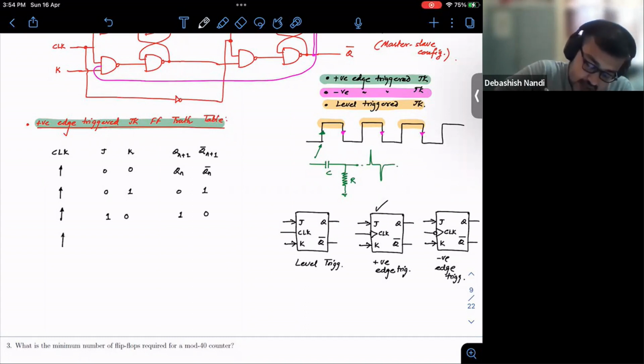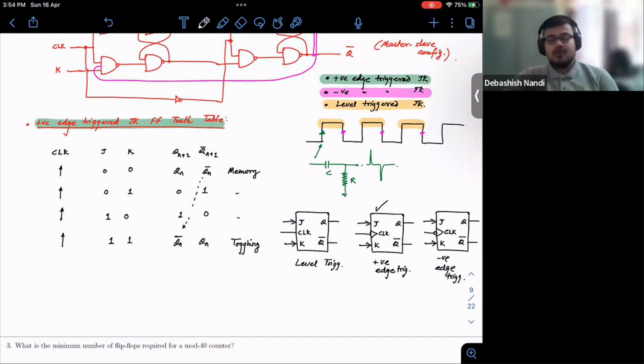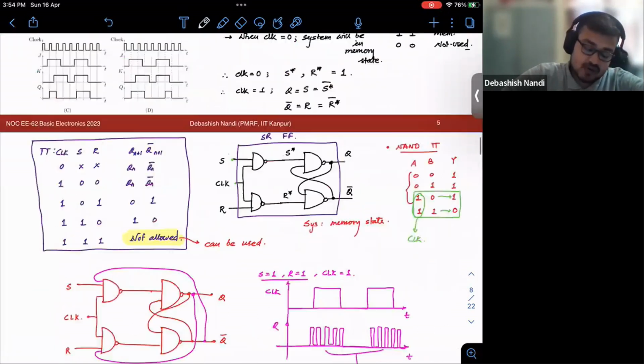And if both are 1, this is called toggling, right? Toggling means at this instant your output will just invert. Note this has changed, right? This has come to here. Okay, so this is the truth table of your JK flip flop when the clock is positive edge triggered, right? So keeping in mind this truth table, now let us go back to the problem.